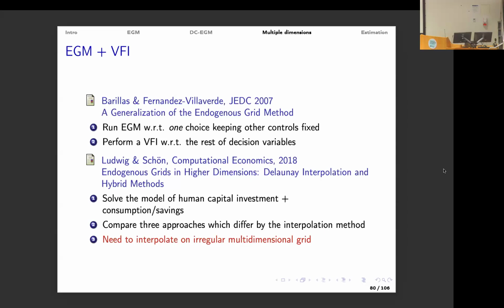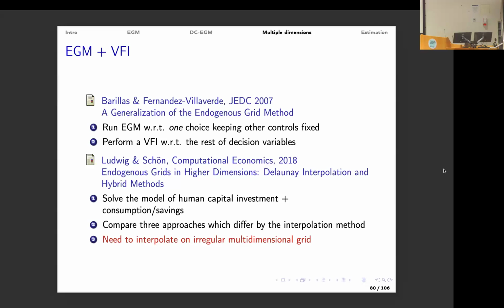So the first paper which thought about how to do this in multiple dimensions, and by multiple dimensions I mean multiple continuous choices, was Barillas and Fernández-Villaverde. Their idea was, okay, we have two choices, let's just apply EGM to one of them and do the usual thing with the other. The usual thing was VFI, value function iteration. And it kind of worked, but you had to have a problem where you didn't have to iterate on one of the choices too much, because the overhead is converting the problem from one algorithm to the other.